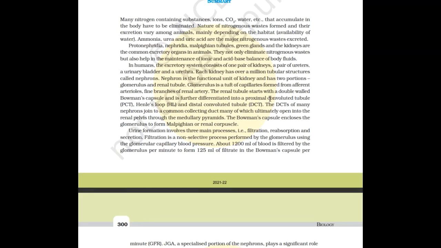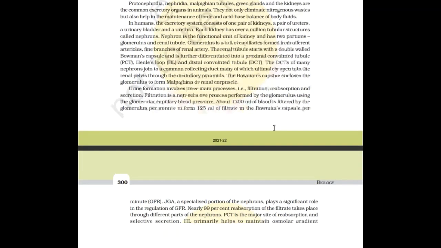The renal tubule starts with a double-walled Bowman's capsule and is further differentiated into the proximal convoluted tubule (PCT), Henle's loop, and distal convoluted tubule. The DCTs of many nephrons join to a common collecting duct, many of which ultimately open into the renal pelvis through the medullary pyramid. The Bowman's capsule encloses the glomerulus to form the Malpighian or renal corpuscle.